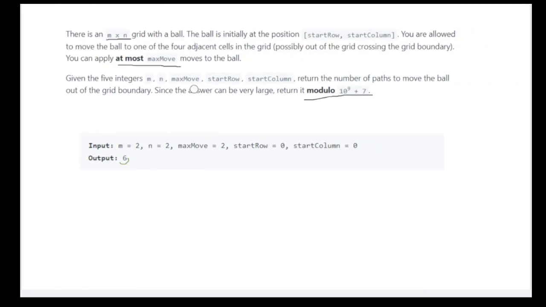So let's see what the question says. You are given an m by n grid with a ball. The ball's initial position is given by start row and start column. You are allowed to move the ball to one of the four adjacent cells in the grid. You have to make at most max move moves, so from 1 to max move you can make any number of moves, and in that way it should cross the boundary.